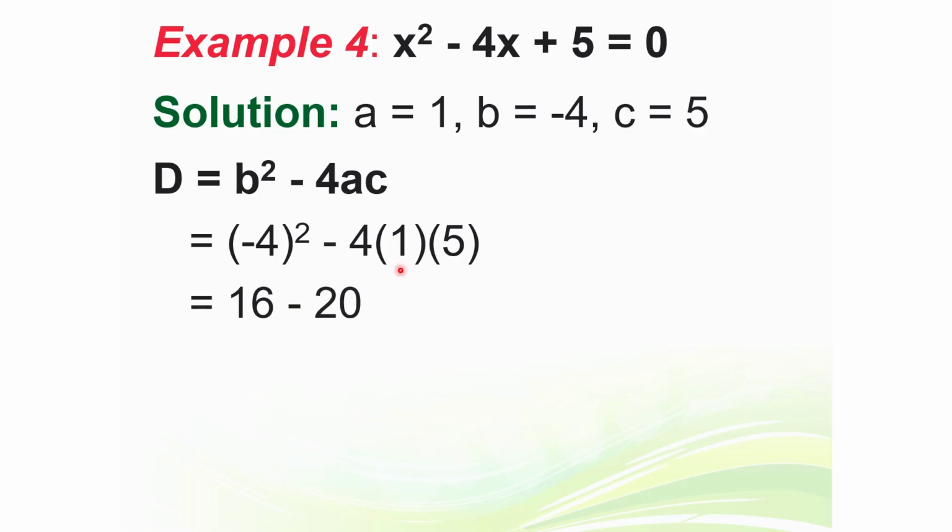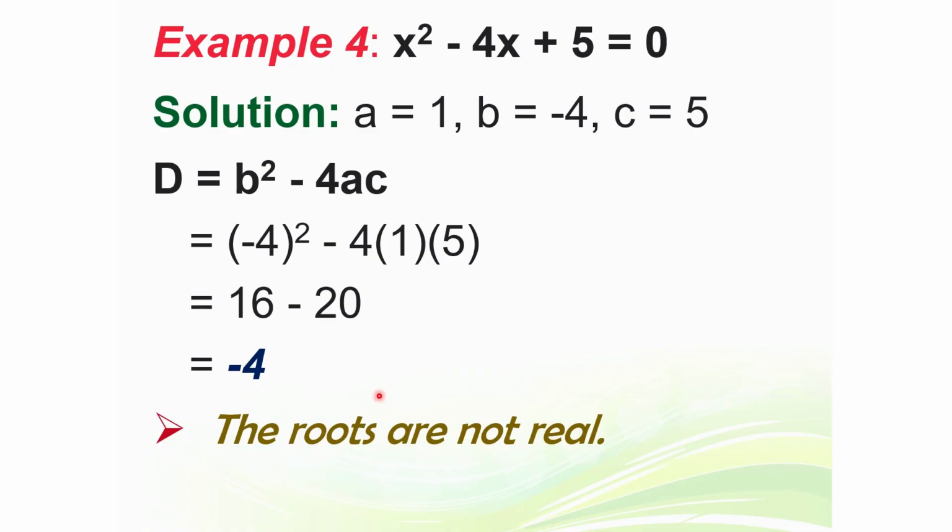Then, when we multiply, include the minus sign as the negative sign of 4. So, negative 4 times 1 is negative 4 times 5 is negative 20. That's why 16 minus 20. So, if we subtract 16 minus 20, that is negative 4. Once the answer for the discriminant is a negative number, that is less than 0, the nature of the roots is that the roots are not real. Whether it is a perfect square or not, as long as the discriminant is negative, automatically, the roots are not real, or what we call imaginary roots.